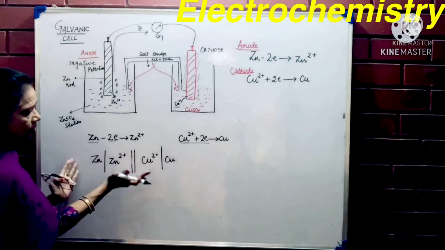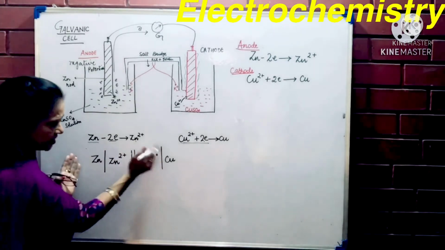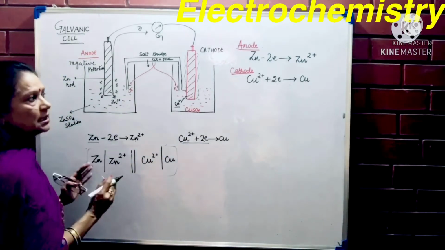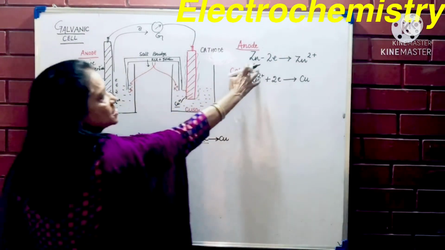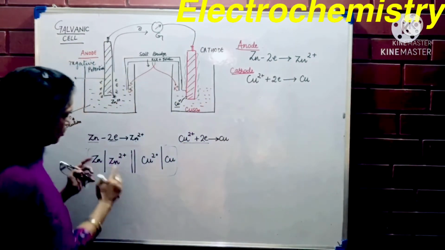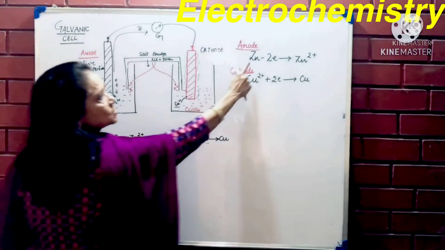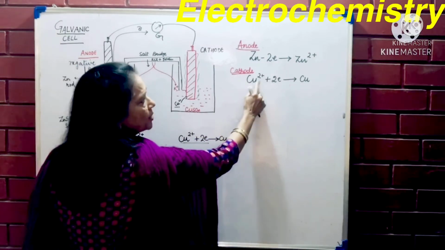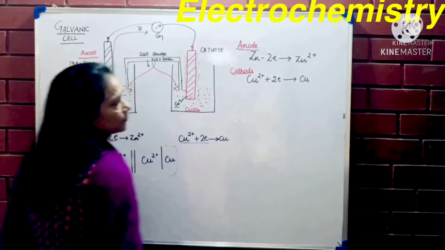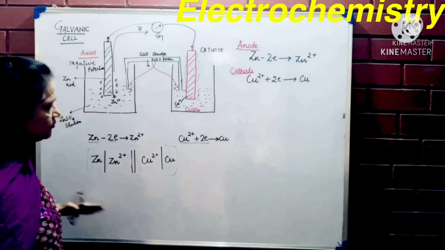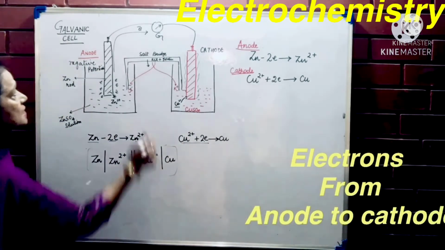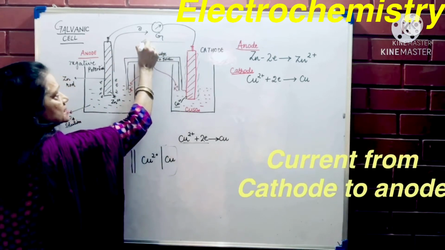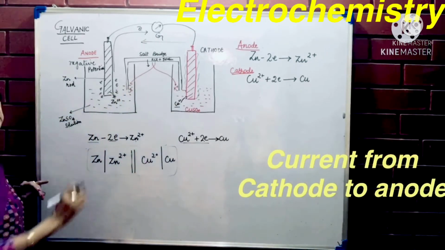Now if you are given this form and asked to change it into equations, you will write that this equation takes place at the anode: zinc is changing into Zn 2+ ions, so zinc minus 2 electrons becomes Zn 2+ ions. Whereas at the cathode, Cu 2+ ions plus 2 electrons become copper. So in short, we will write it in this way. Also, if the electrons are moving in this direction, that means the conventional current is moving from the cathode to the anode.